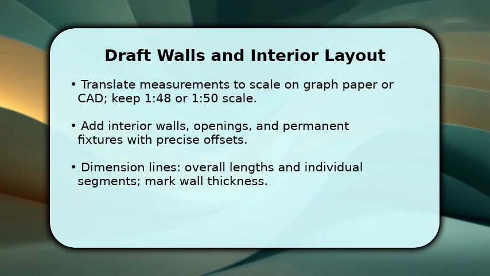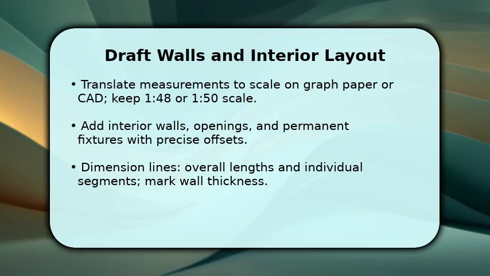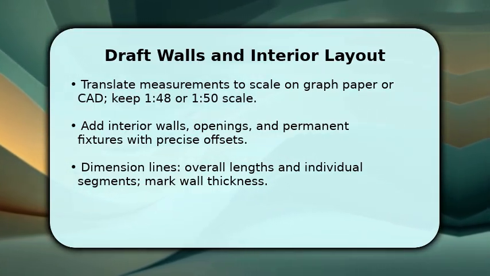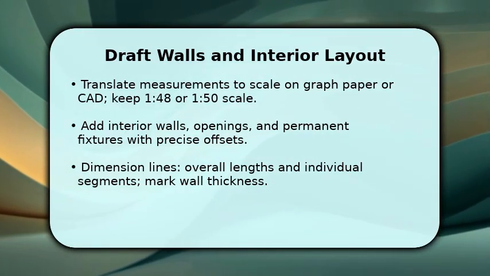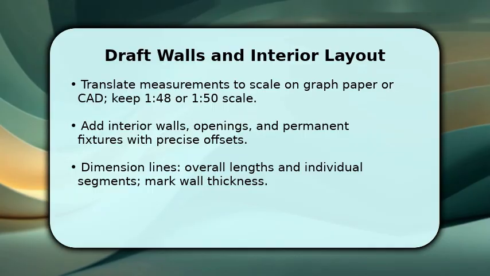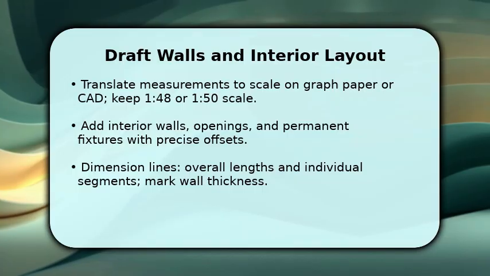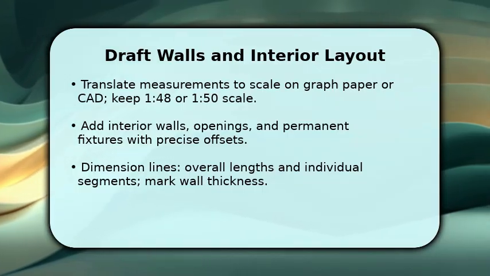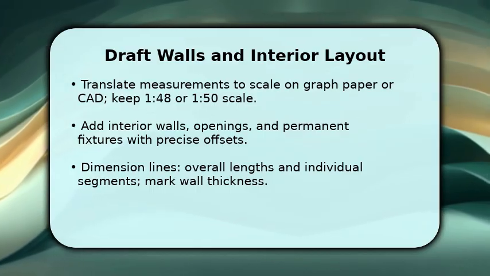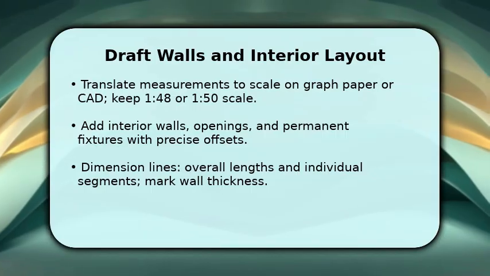You now transfer those field measurements into a scaled drawing using graph paper or simple CAD. Start with exterior walls, then insert interior partitions by measuring from a stable reference line. This avoids drift. Take care to show wall thickness, door swings, and window sill heights as you go, because these affect furniture and circulation. Once drawn, add dimension lines for both overall spans and individual segments, so installers or movers can interpret the plan without guessing.